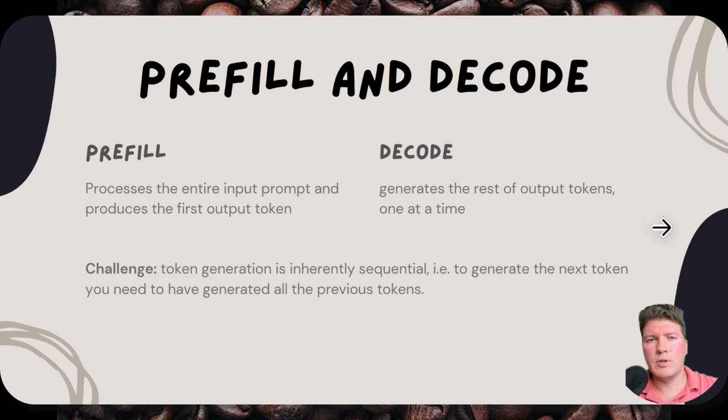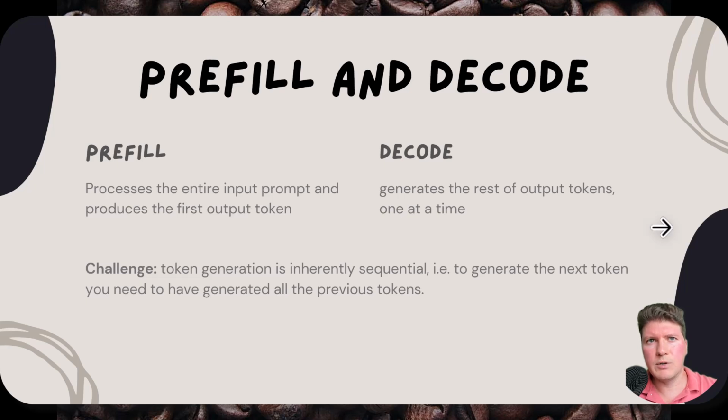Most popular decoder-only LLMs are pre-trained on a causal objective, essentially as next word predictors. And during inference, each LLM serving request goes through two phases, prefill and decode. The prefill phase processes the entire input prompt and produces the first output token, while the decode phase generates the rest of the output tokens one at a time.